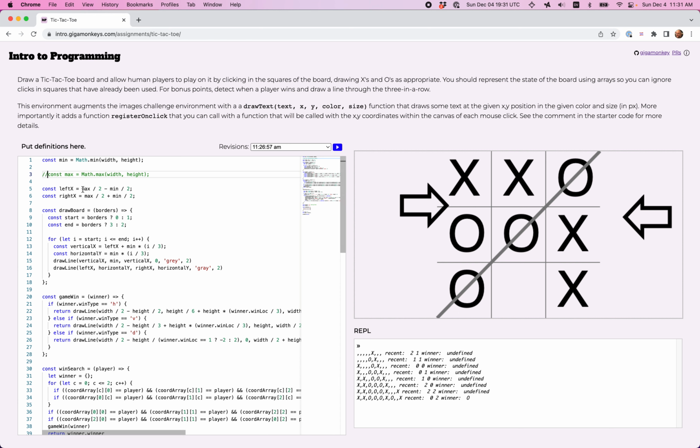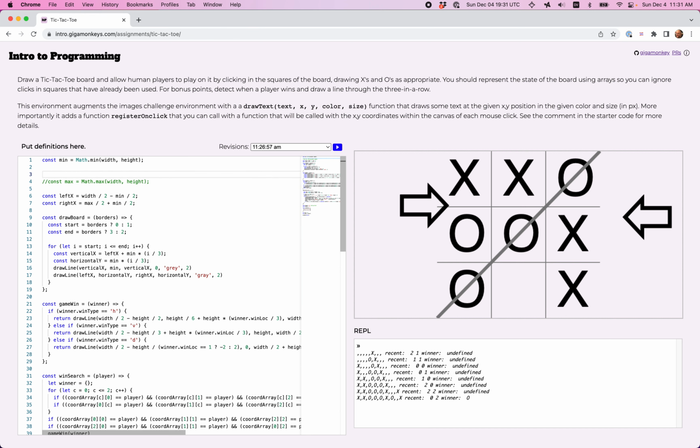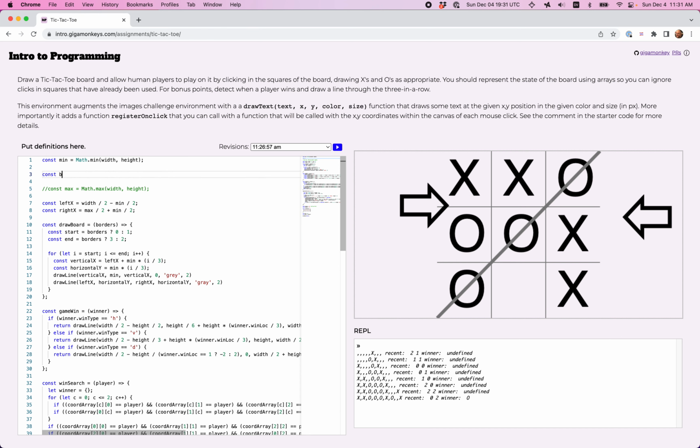instead of doing it from the center and subtracting, well, actually we could do it the same way, but the left x is always going to be determined by the width divided by 2, i.e. the center along the horizontal dimension, and then subtracting half of the size of the board, which is min. And so I'm going to go ahead and just for a second say board size equals min.